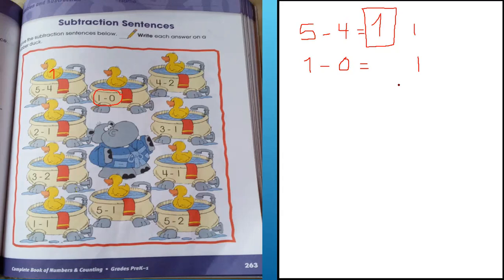Baby, listen to me. Chinchilla, escúcheme. ¿Cómo va a ser ten, Chinchilla, si estamos quitando? Si tengo una rayita, aquí la tengo, y a una rayita le quito 0 rayitas, ¿cuántas rayitas me quedan? Una. One. Everybody writing the answer one. And then go back to the book and write on a rubber duck the number one.